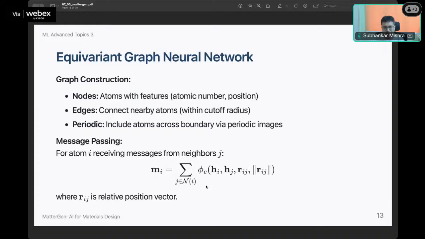Now message passing. I hope you remember. If one node is connected to other nodes, in message passing, the information from the neighbors is collected by the node in question, and that is called a message. So your message is getting passed from the neighbors to the main node. If you are looking at one particular atom i, let's say, it is receiving messages from the neighbors j, where r_ij is the relative position, right? And here we connect edges only if it is within the cutoff radius.